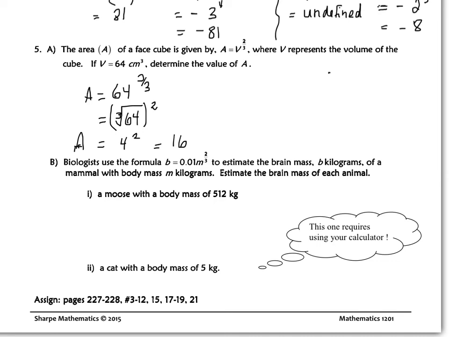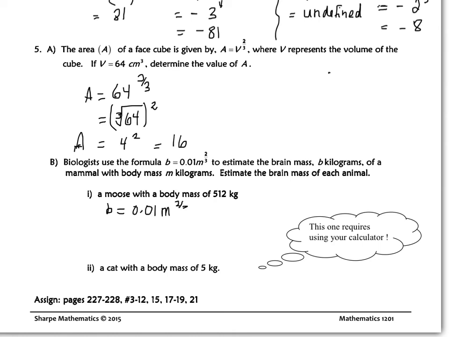Okay, part B. Biologists use the formula B equals 0.01 m to the 2/3 to estimate the brain mass, B kilograms, of a mammal with a body mass of m kilograms. Estimate the brain mass of each animal. A moose with a body mass of 512. So in our formula, we've got B equals 0.01 m to the 2/3.